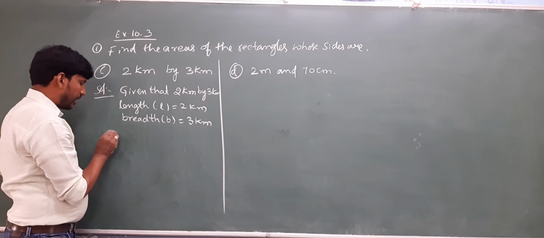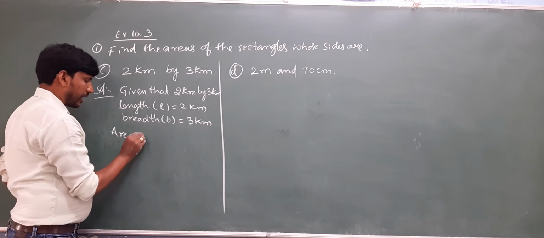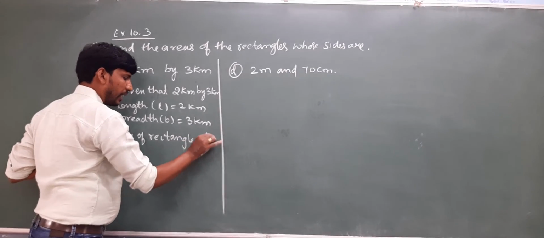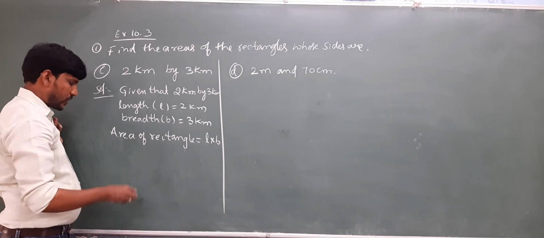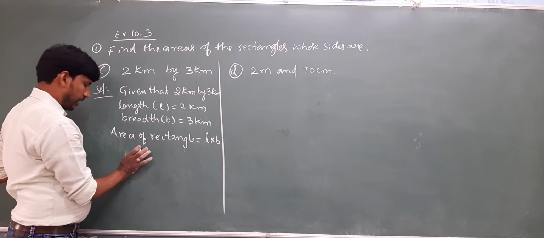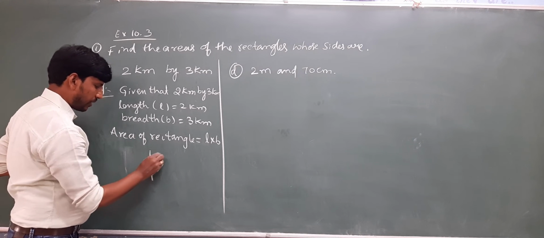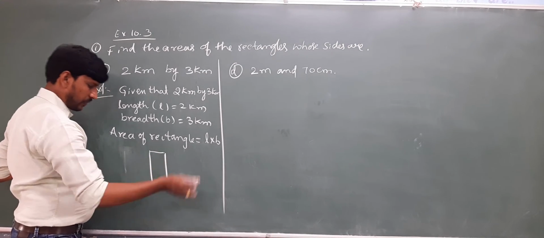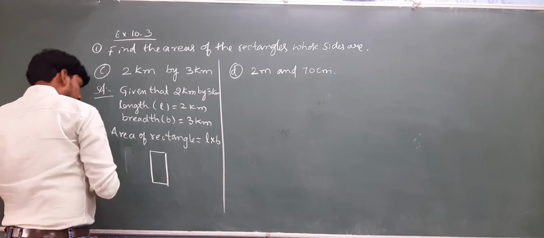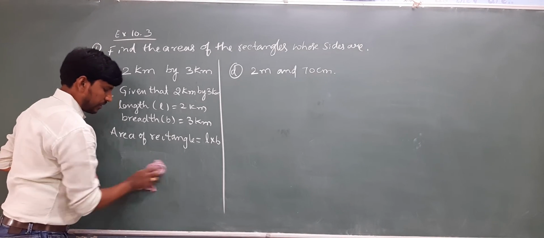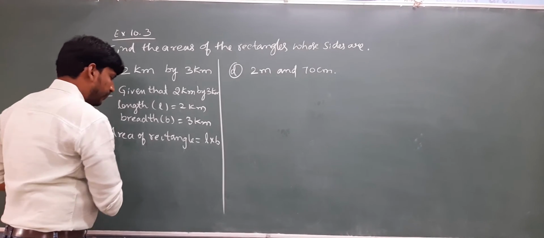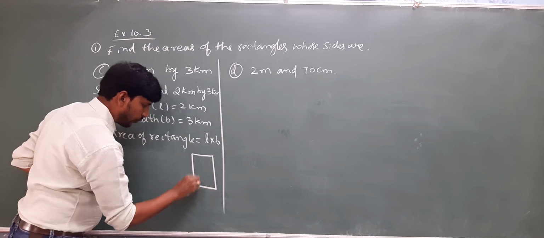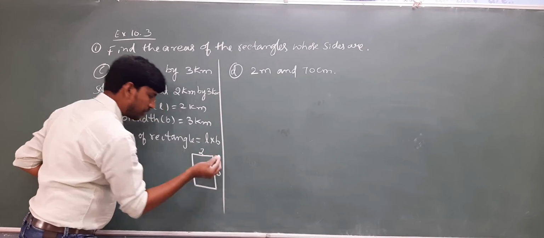So now what is the area of the rectangle? Area of rectangle is equal to L into B, length into breadth. I am going to draw the figure here. The length is small, the breadth is big. The diagram is like this. Clear, my dears? I am drawing the side in the middle. So now in the figure, the length is 2 kilometers and this is 3 kilometers.